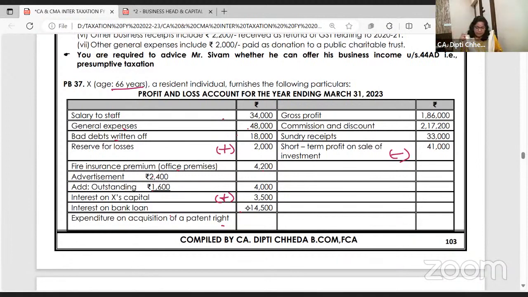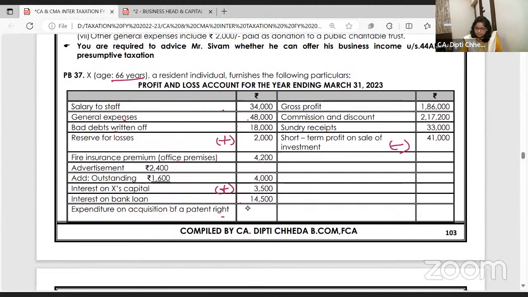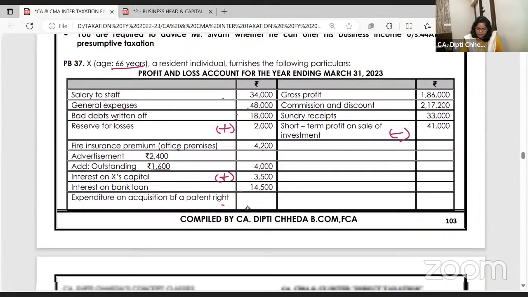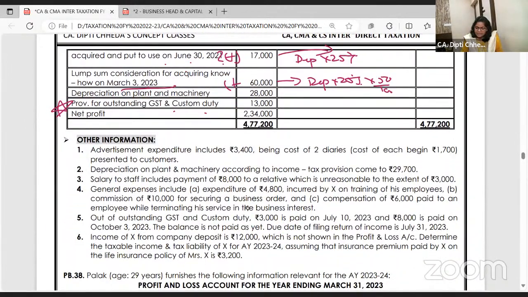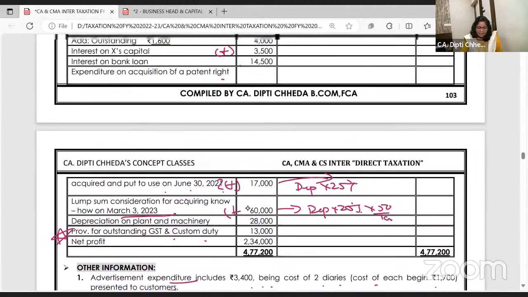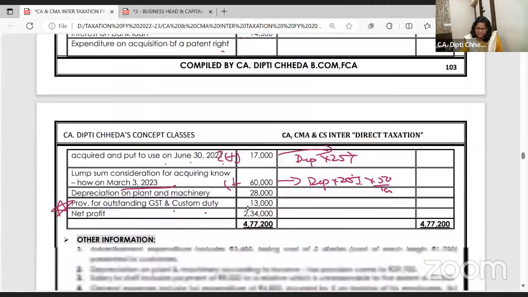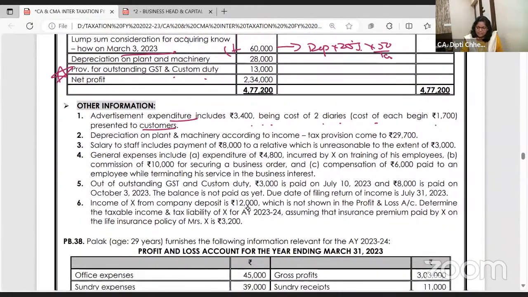चलो, let us take up the next one now. Advertisement expenditure 3,400 includes cost of the diaries given to customers. See, advertisement expense they have debited, and they're saying these are diaries given to customers. Is it allowed? Yes. And have they debited? Yes. So what I should do? Ignore with a note.